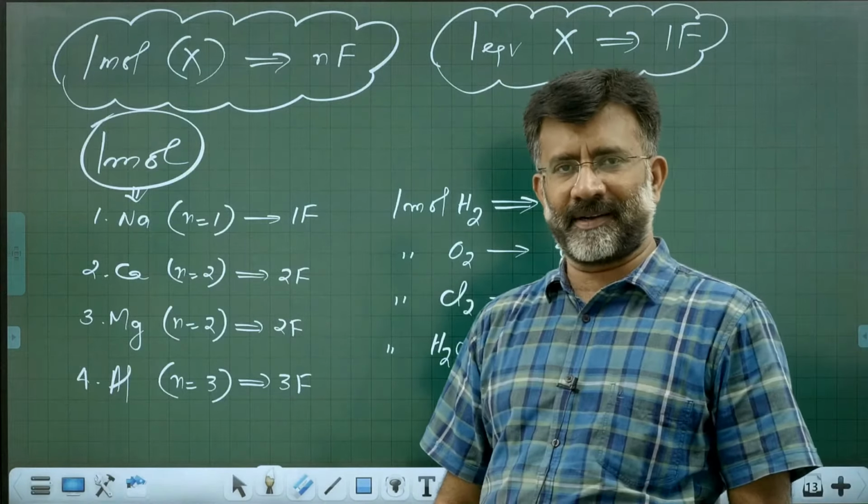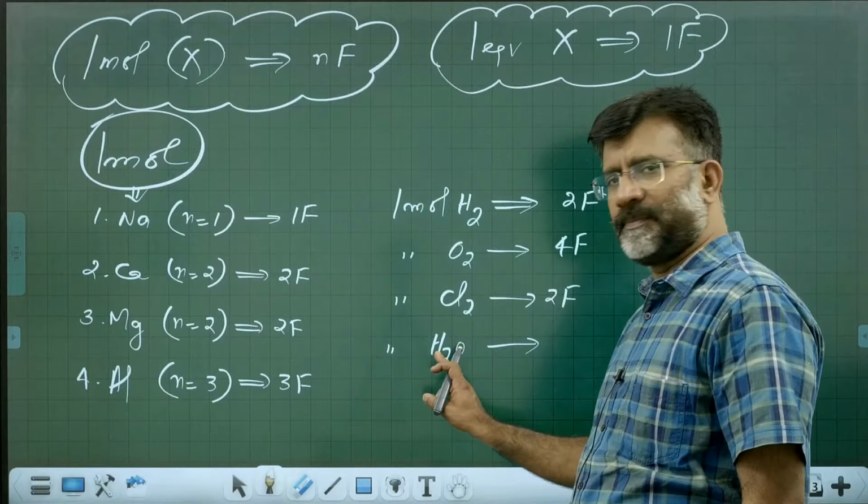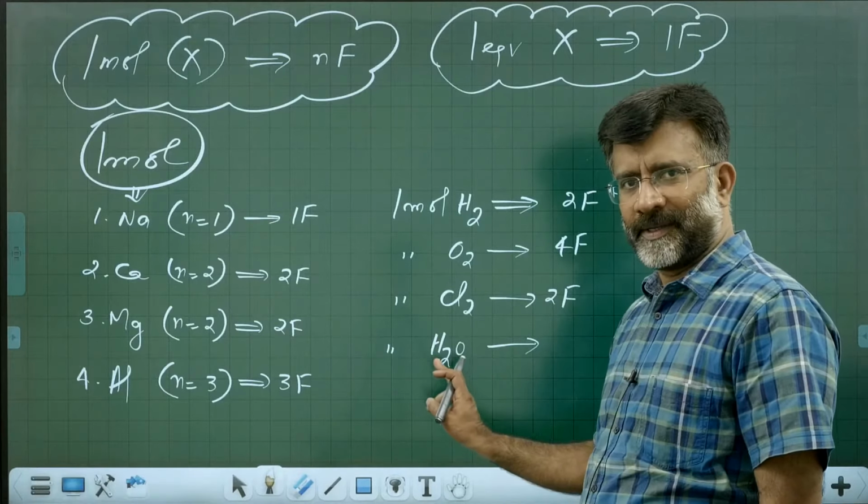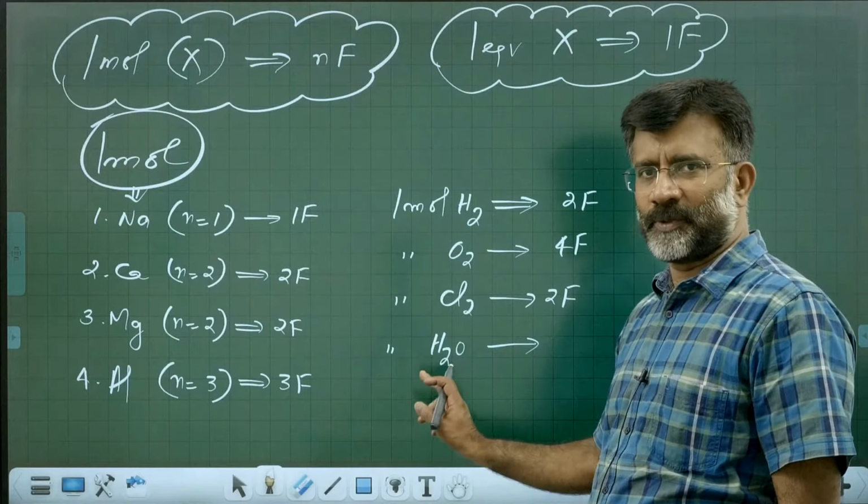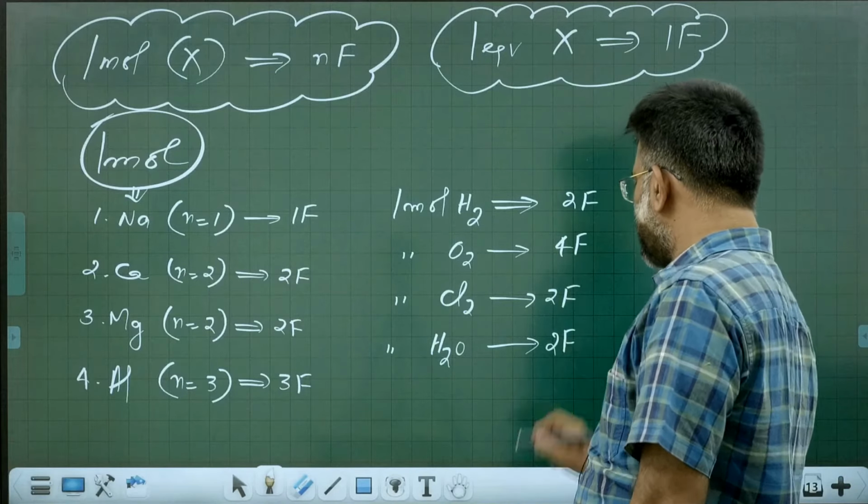1 mole water reacting in an electrochemical process. 1 mole water, very simple. You can see either positive part or negative part. So it is H plus, 2 numbers. So it will be 2 Faraday.